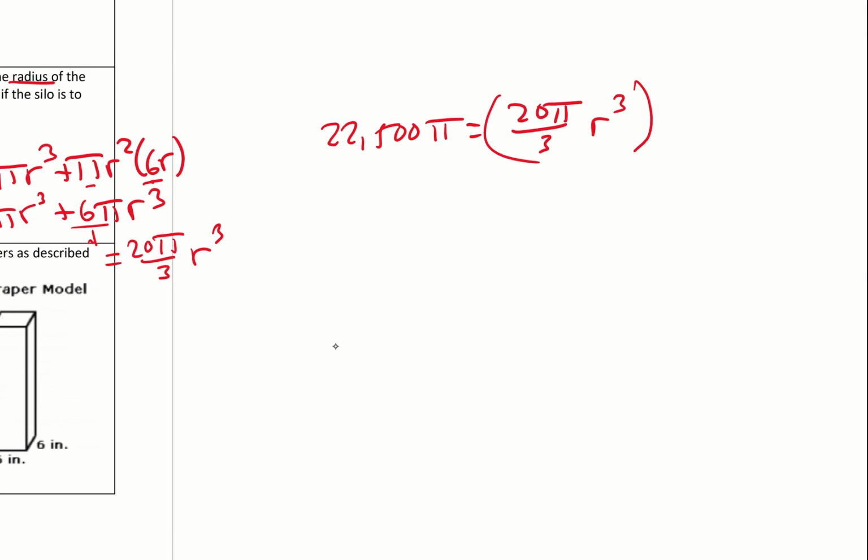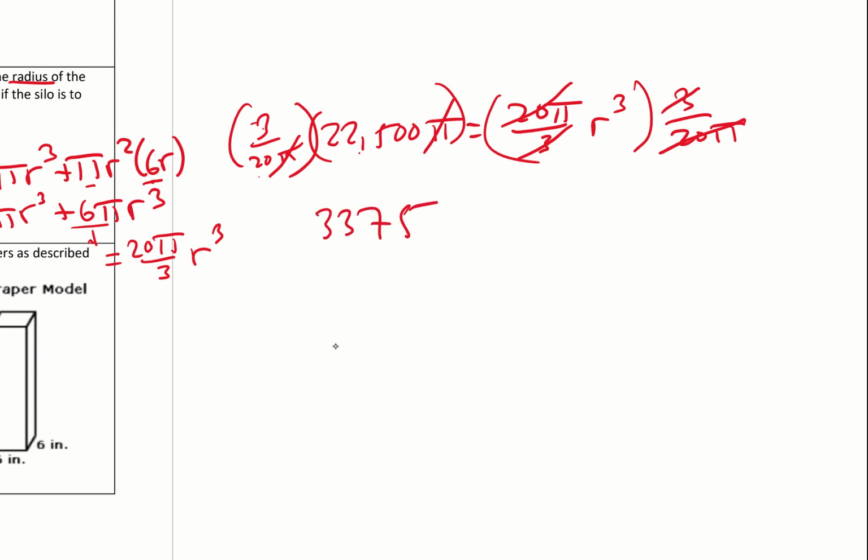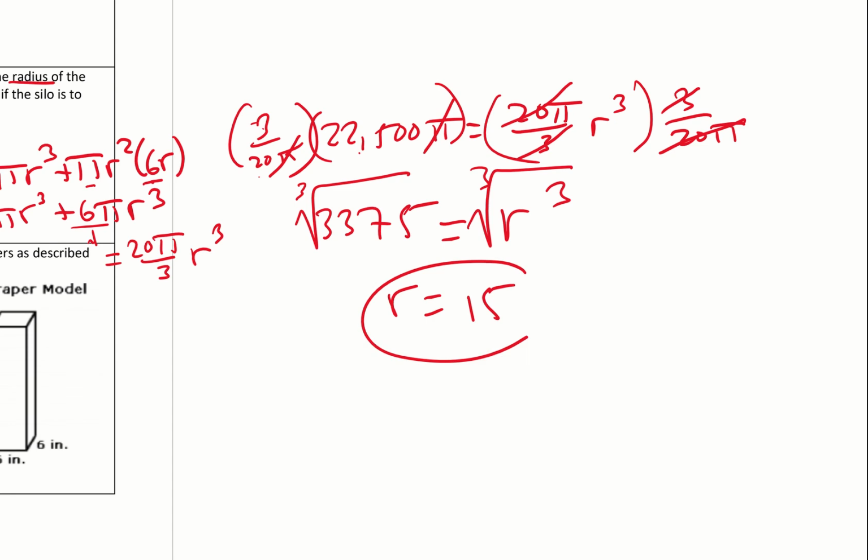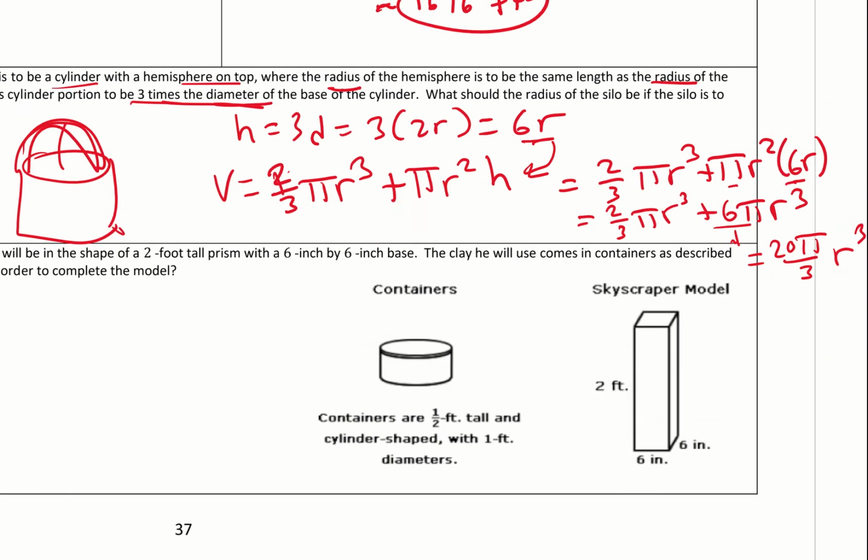So we need to multiply both sides by the reciprocal. And once we do that, the pi's cancel. And bottom line, if I did 3 times this divided by 20, I'm going to get 30,375 is equal to r cubed. Then I need to take the cube root of both sides, and the cube root of that number is 15. So my radius is 15.